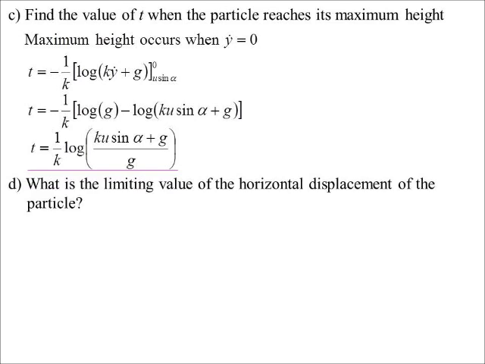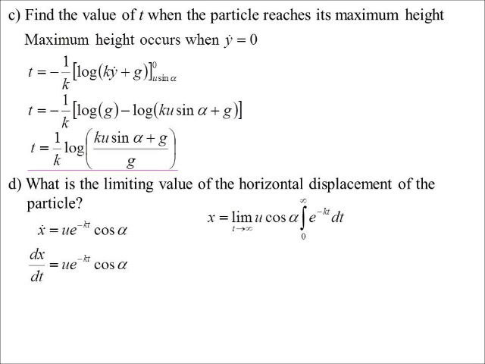What is the limiting value of the horizontal displacement? Well, I need to get an expression for horizontal displacement then. Back in part A, I think it was, we worked out this expression here: x dot is equal to u cos alpha e to the minus kt. So I've got velocity in terms of time. I want to get displacement. So velocity to displacement, let's integrate again. And I want the limiting displacement.